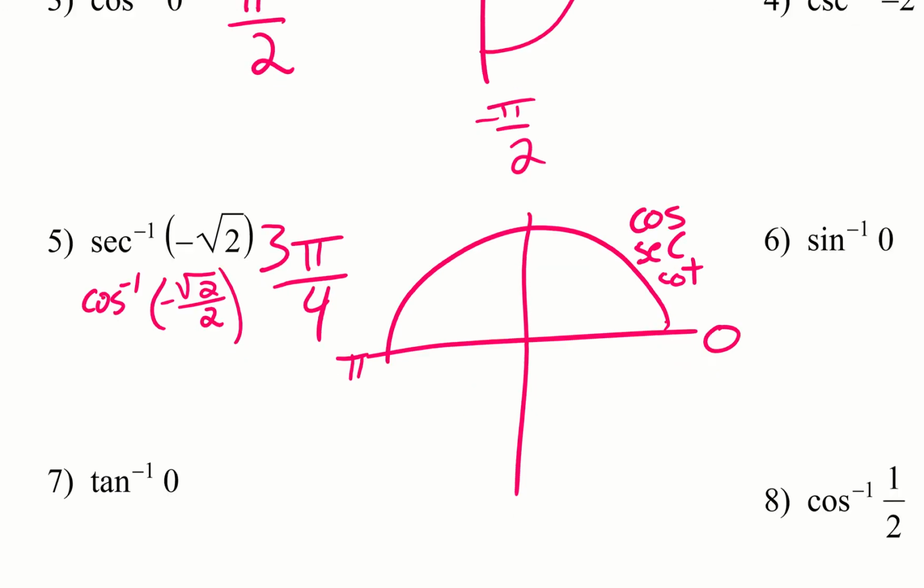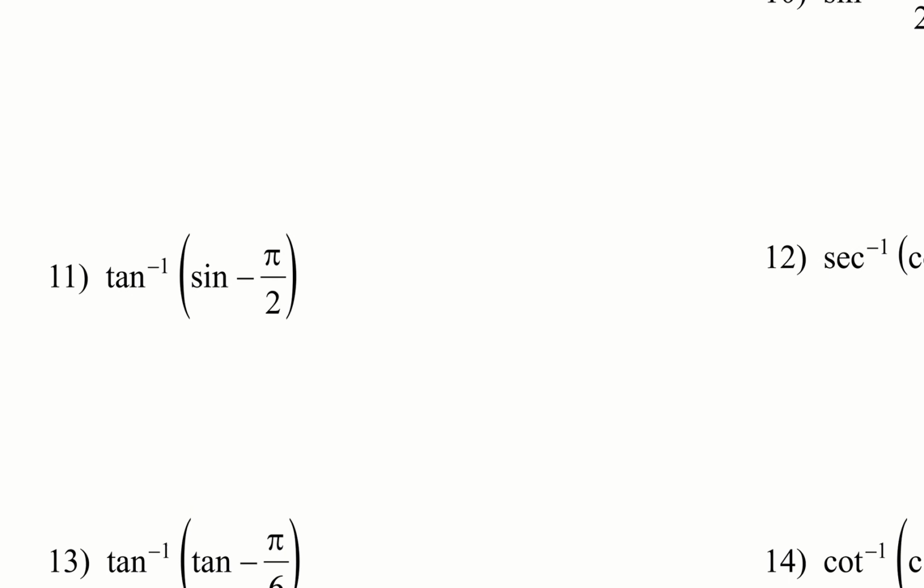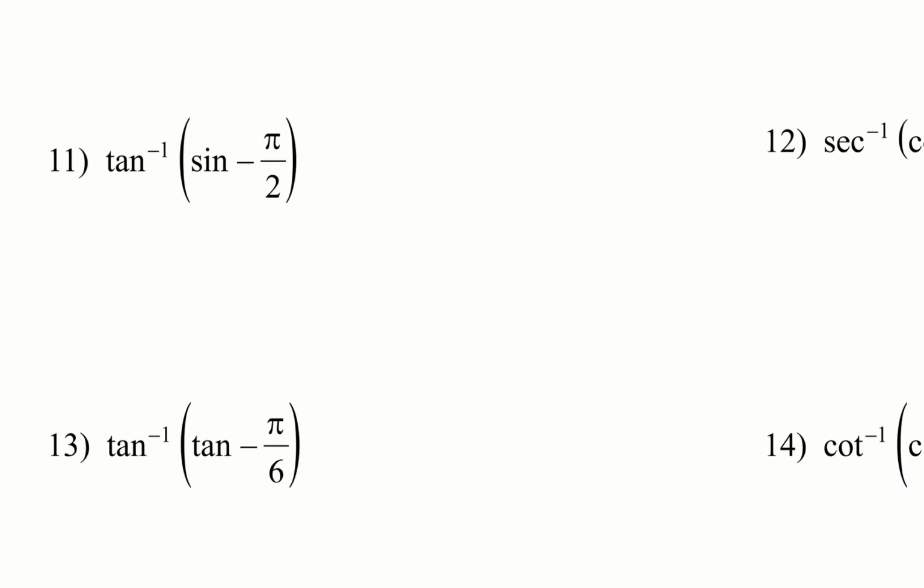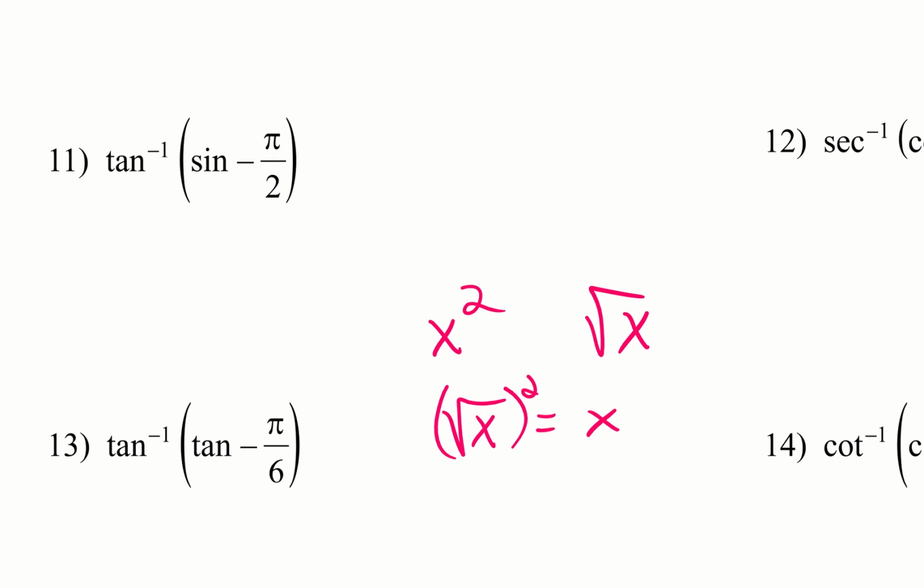We can also have some of these where we have a composition of functions. So we have tangent inverse of sine of negative pi over 2. There are some cases where we have tangent inverse of tangent of an angle, or we've got a trig function and its inverse. And that's going to be very similar to, think about the set of inverses that we use the most. So we've got x squared and square root of x. If you take the square root of x squared, those are inverses, so we'll just be left with whatever our argument is. So it could be just negative pi over 6.